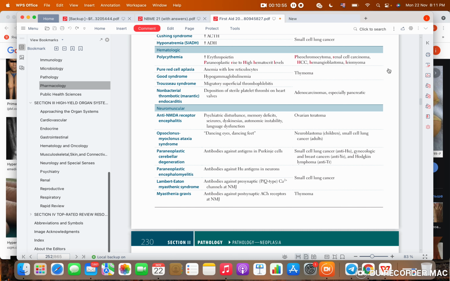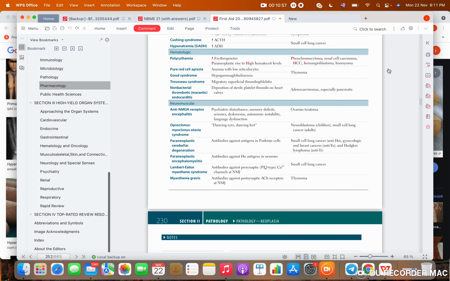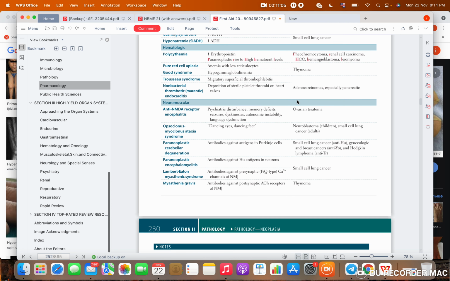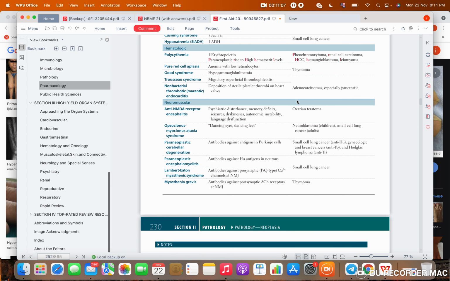Is VHL a tumor suppressor gene or a tumor oncogene? It's a tumor suppressor gene. Excellent. So is it a gain of function mutation or loss of function mutation? Loss of function mutation. So since it's a loss of function mutation, is it a loss of function mutation of one allele or two alleles? Yes, two alleles, correct. Good.